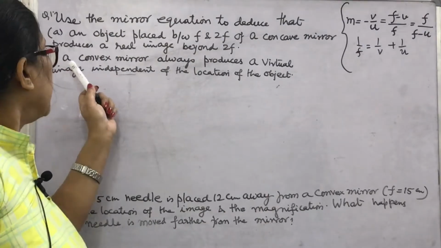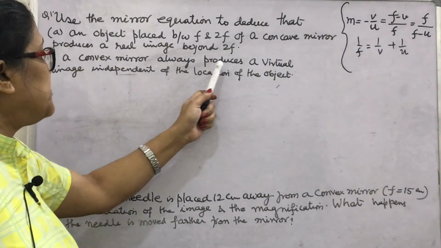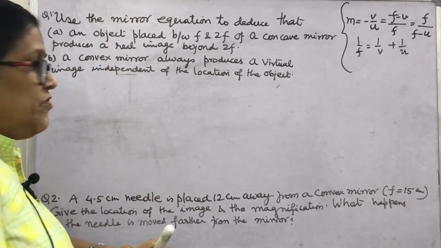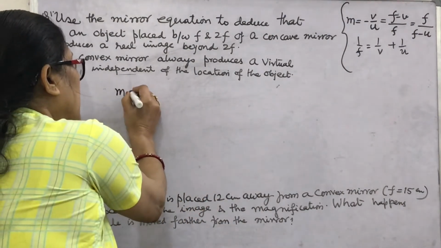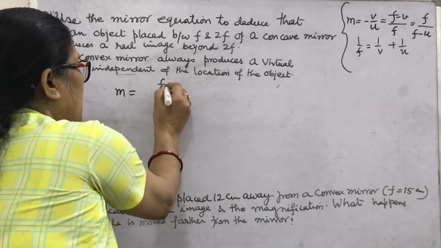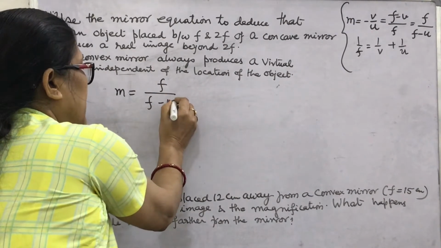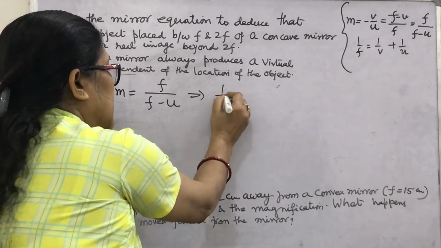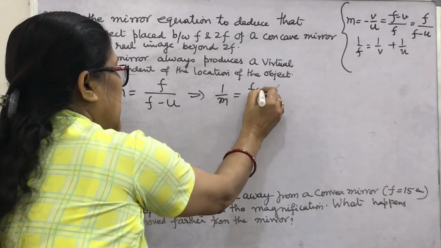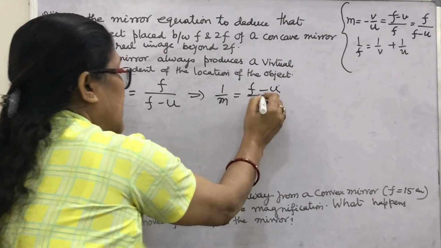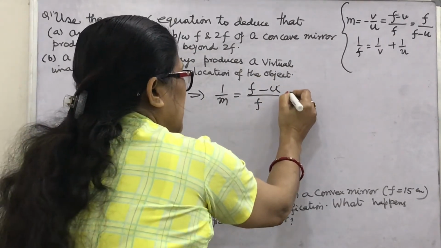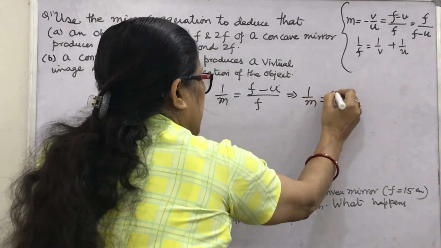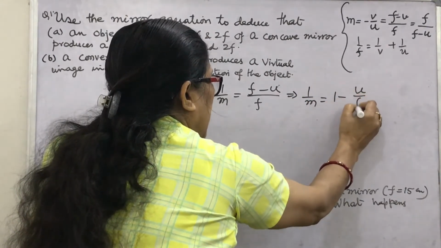Now we will see part B. A convex mirror always produces a virtual image independent of the location of the object. We know the relation for M: M equal to F upon F minus U. What will you write for the inverse of M, that is 1 by M? You will write F minus U upon F, or this can be written as 1 by M equal to 1 minus U by F.